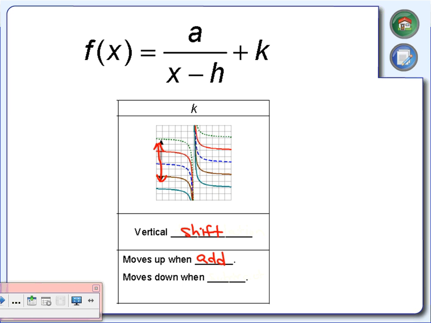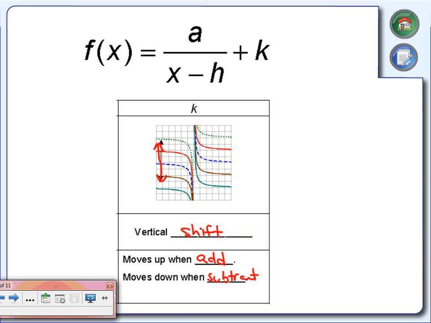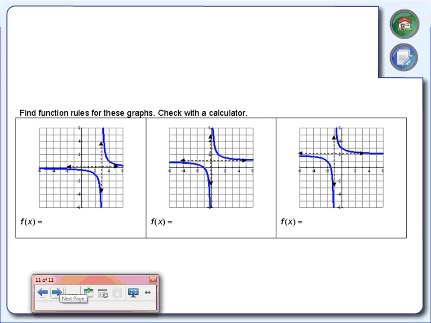When do we move down? When you subtract. So I'm not giving you a whole new set of rules. We're just applying those rules that we've talked about before to our rational parent function. Okay, so now that we've looked at the rules, let's take a look at a couple of graphs here.